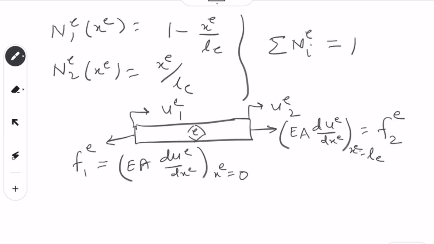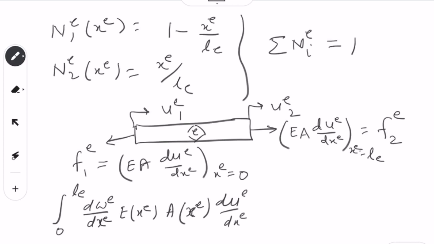This is for element number e. If that is the case, we can apply the weak formulation just for this element, and this becomes the integral from 0 to Le of dw^e over dxe, which is a function of xe, times du^e over dxe, and dxe is equal to, and this may have other things as well.